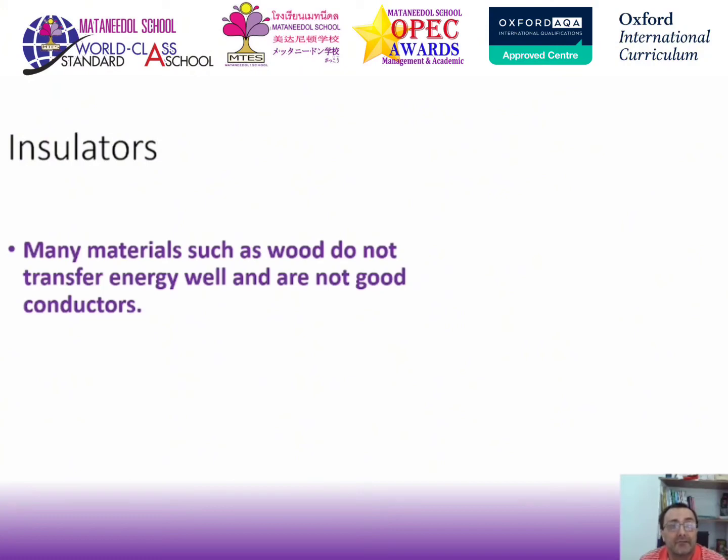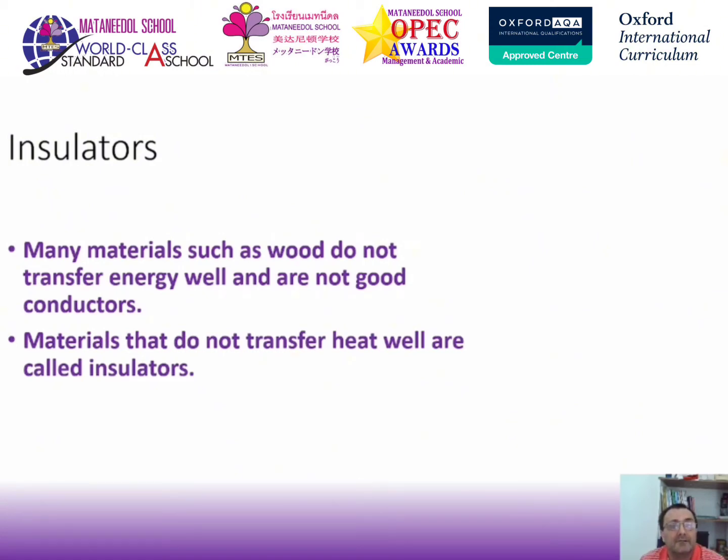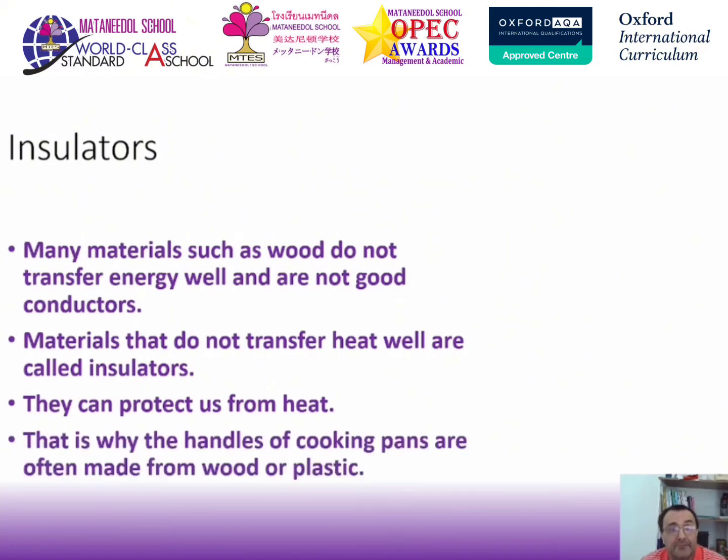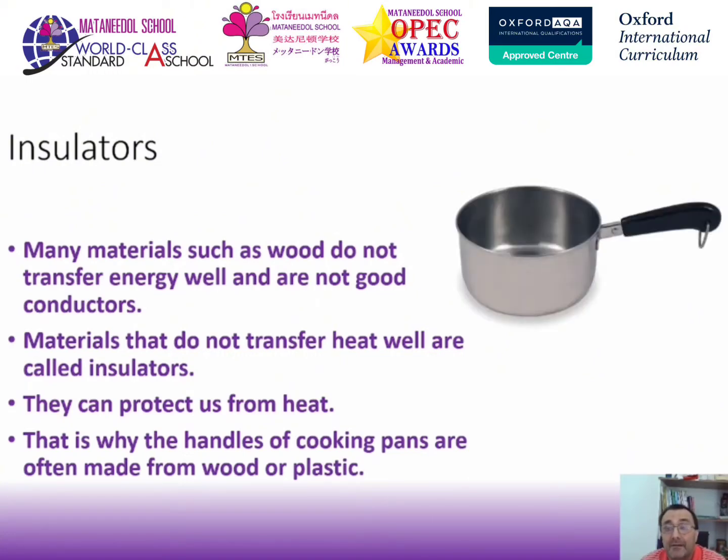Okay, insulators, things like wood, do not transfer energy well and they are not good conductors. So if they're not a good transfer of heat and they don't get hot, they are insulators. They can protect us from heat or they can keep us warm. So that's why handles of cooking pans are often made from wood or plastic. So the pan has a plastic handle.